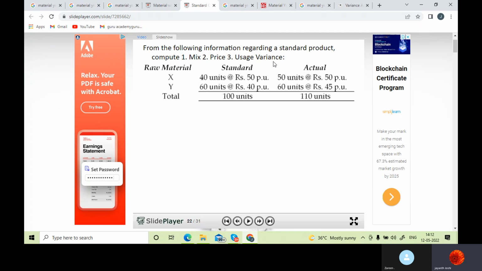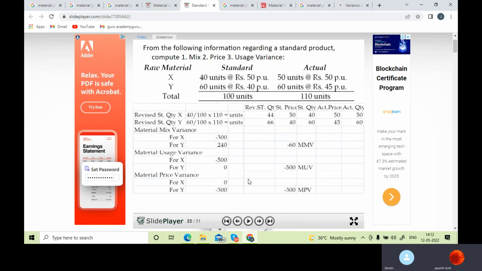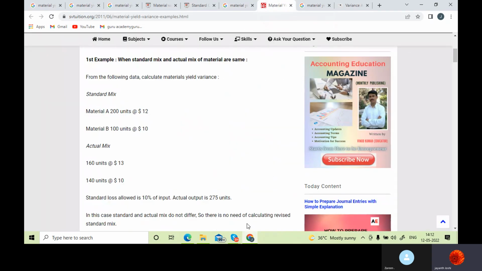Okay, so let's check the answers here. You can make a price chart. 300. 300 adverse, and this one 500 adverse, correct? Yes, sir. So now this is what we have done, material mix variance. I'll explain you material yield variance also, and then give you homework.